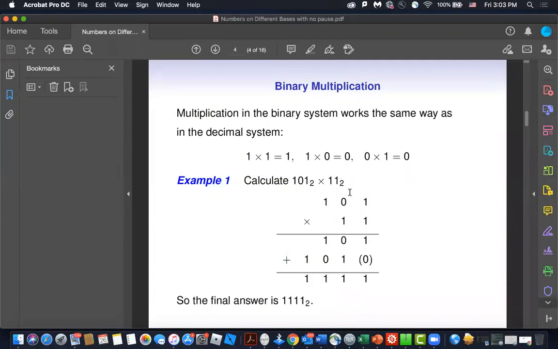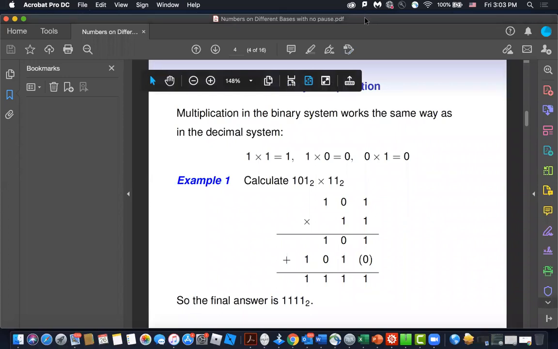And you can see that the multiplication is so similar. It is almost identical to decimal multiplication. You also start from the right.